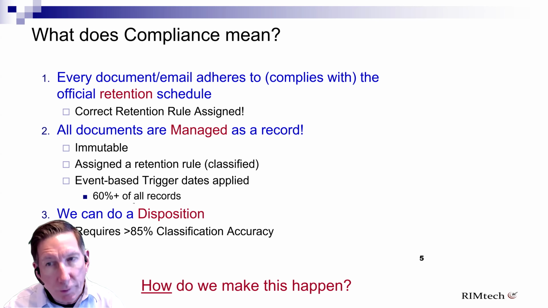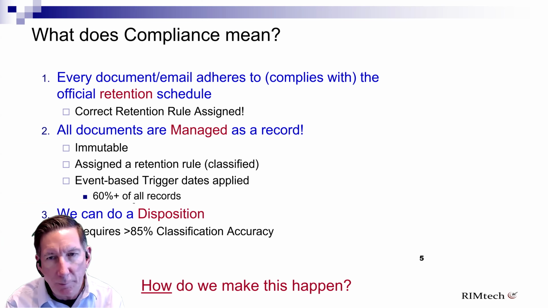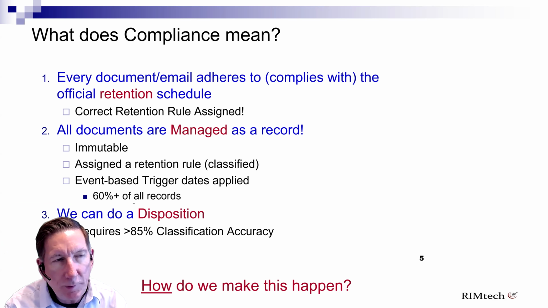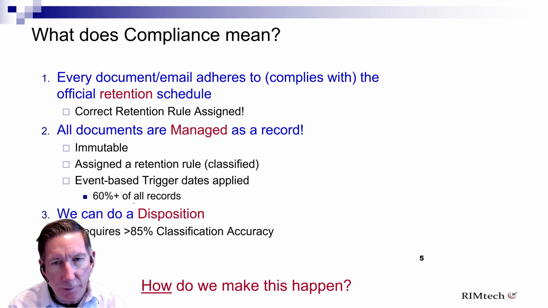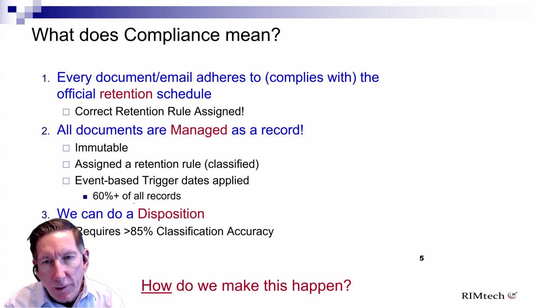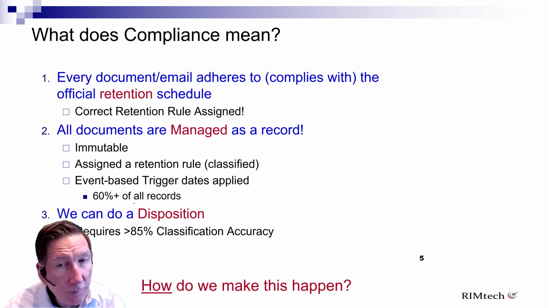And it means that your event-based trigger dates are applied to your case records. Case records have event-based trigger dates, and they have to have proper application of those trigger dates applied to all of them. Only then can you do a disposition. And it's the disposition that is the true test of whether you have succeeded in your project. If you can do a disposition, you have a successful project. If you cannot, you have a failure. And I believe that the failure is not fixable. And you can see that in several of my webinars. I show how to measure it and prove that you cannot fix it if it's broken.